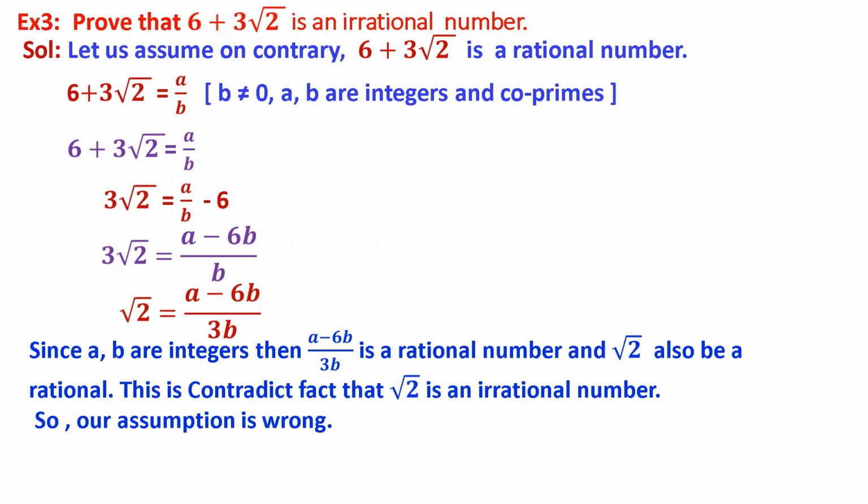Since a comma b are integers, the right side, a minus 6b by 3b, is a rational number. Then root 2 will also be rational. But this contradicts the fact that root 2 is an irrational number. So our assumption is wrong. Therefore 6 plus 3 root 2 is an irrational number. And proved.